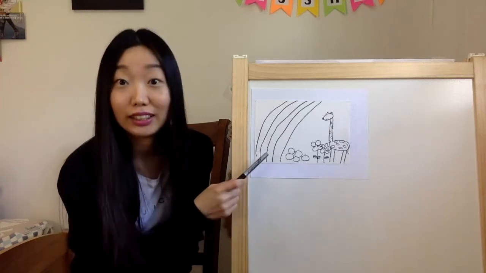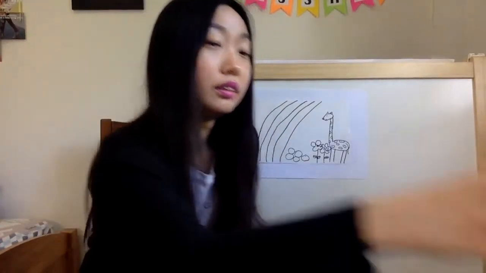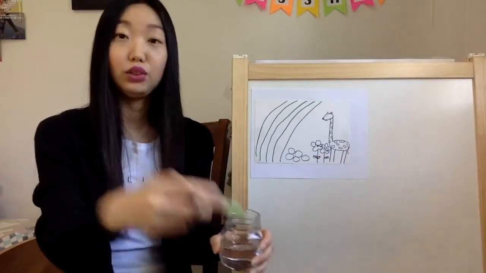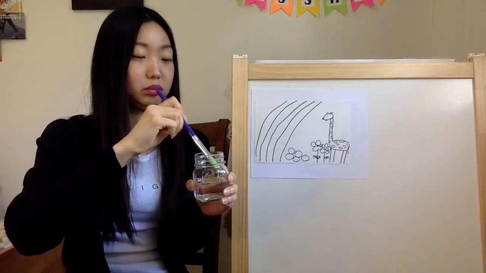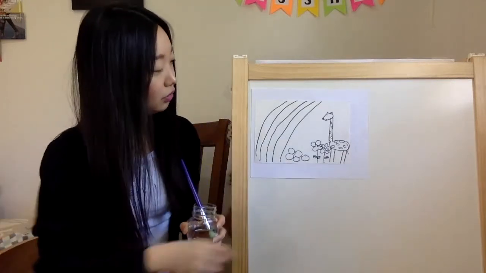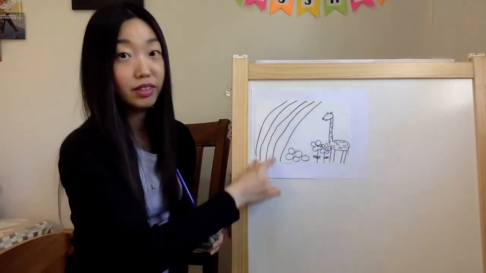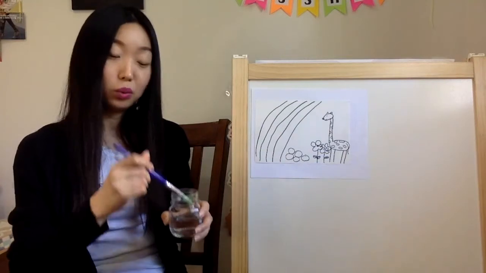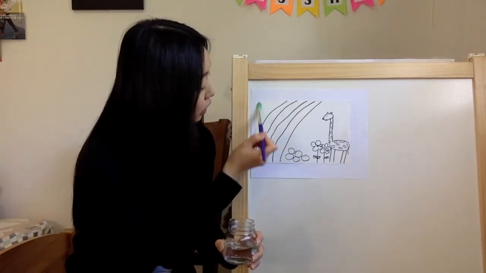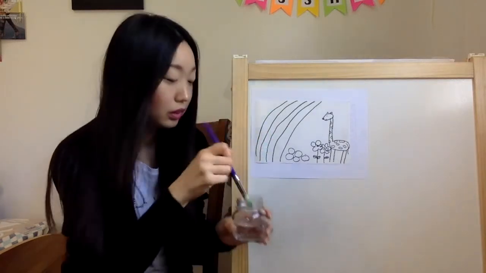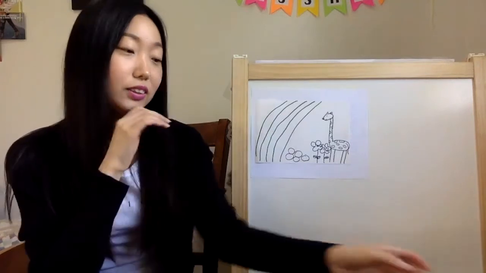So if the drawing is ready like this, we're gonna move to the next step. For the next step, we will need the water. You're gonna dip the paintbrush in the water. And we're gonna start from this part, from left to right. So this is left, right. We're gonna start from left. We're gonna wet the paper with the water. So dip the brush in the water and just paint it on the paper like this. A little more water. Like this. And then you're gonna grab a tissue paper.